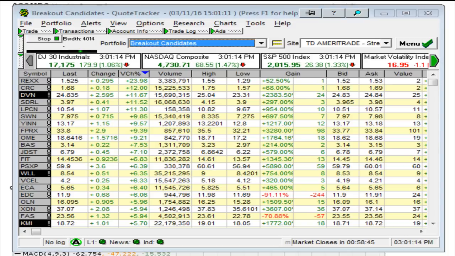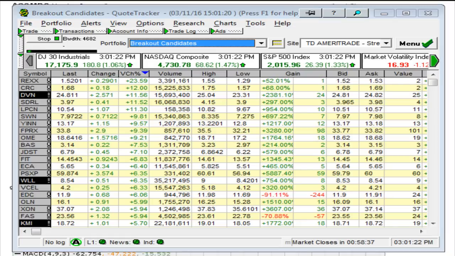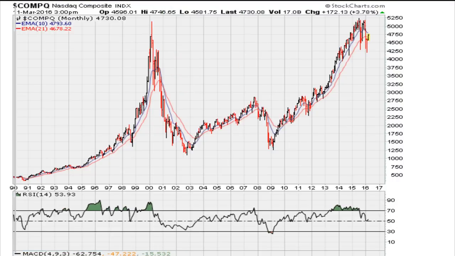Let's take a look at markets here with less than 1 hour to go before the close of Friday's session. We begin by taking a look at the Nasdaq. Let's go to the Nasdaq Monthly, and I want to begin with perspective.